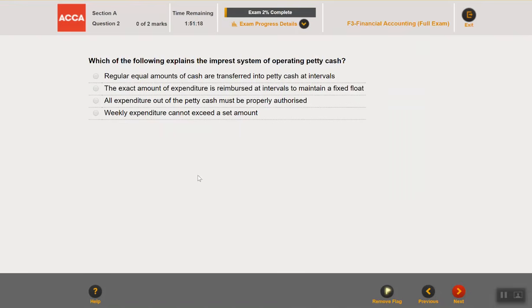Second, which of the following explains the imprest system of operating petty cash? Regular equal amounts of cash are transferred into petty cash at intervals. The exact amount of expenditure is reimbursed at intervals to maintain a fixed float. All expenditure out of petty cash must be properly authorized. Weekly expenditure cannot exceed a set amount. So option C is not correct, because everything should be authorized, not just petty cash. And there is no set limit of weekly expenses in the imprest system. So option B is correct. So we have a fixed float at intervals.